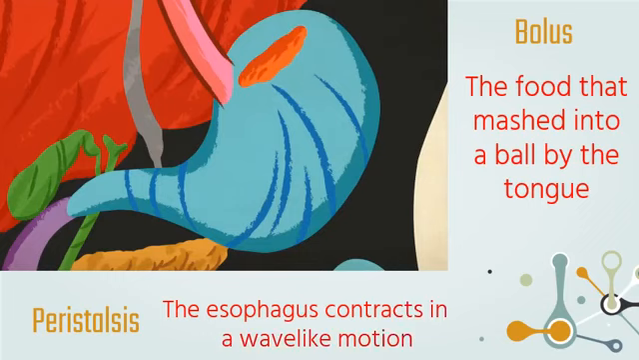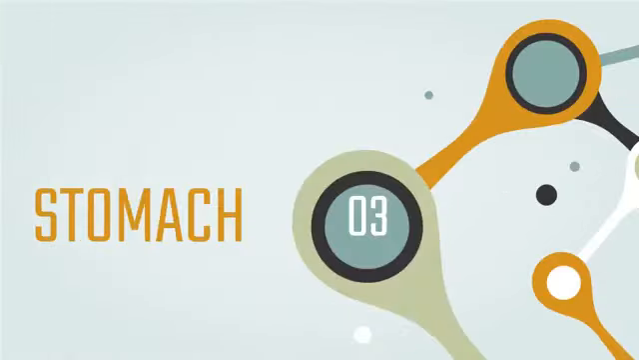So the food remains in the esophagus for only about 10 seconds. Peristalsis also occurs in the stomach and farther down the digestive system. These waves keep food moving in one direction. When the food leaves the esophagus, it enters the stomach.